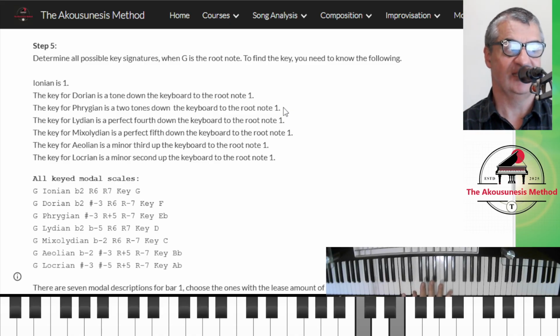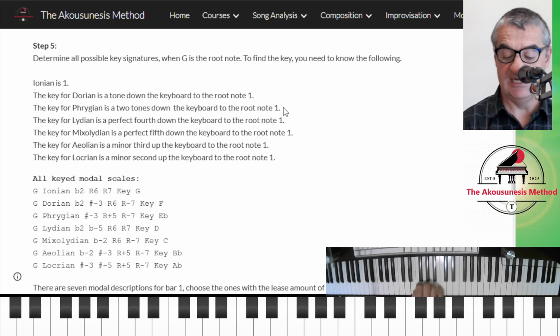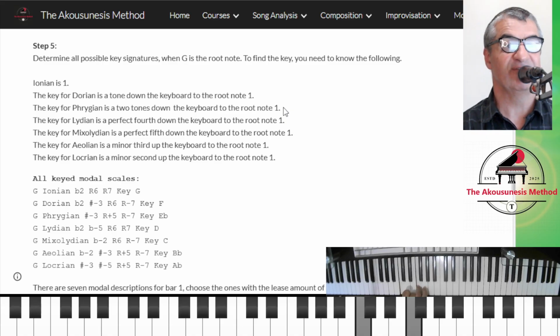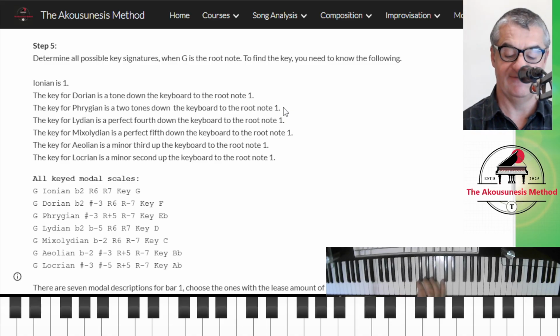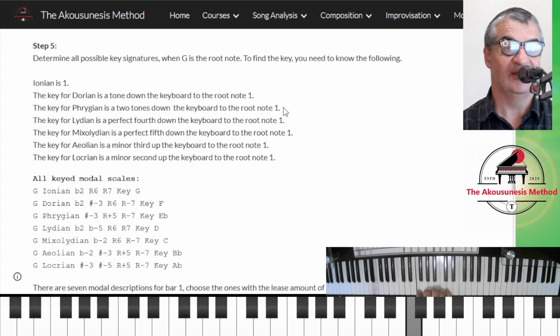C is the key. Get it? So Lydian, there's our Lydian. That's a perfect 4th because there's a 5th. It's a perfect 4th down to find the key. So if you're saying F Lydian, the key for F Lydian is the key of C.